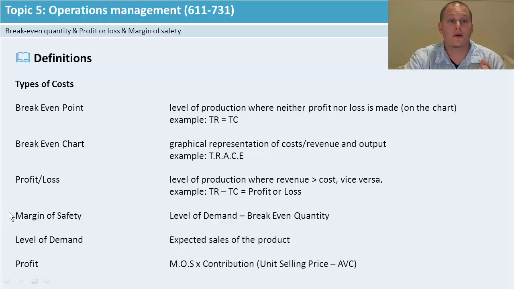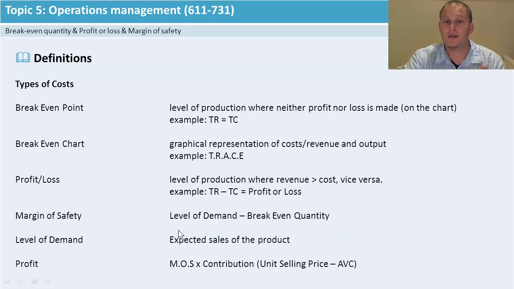Profit and loss. Profit's basically when total revenue is greater than total cost, and vice versa. A loss is when total cost is greater than total revenue. And be able to draw it on the chart so you can label where the regions and the zones are for where loss and profit are being made.